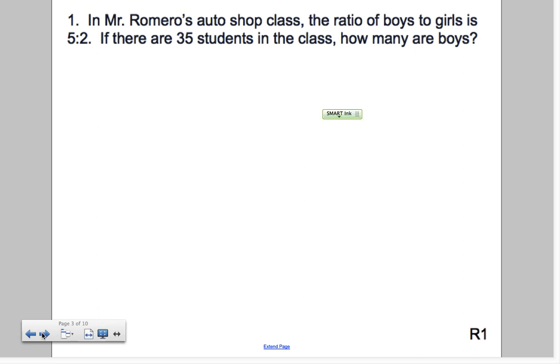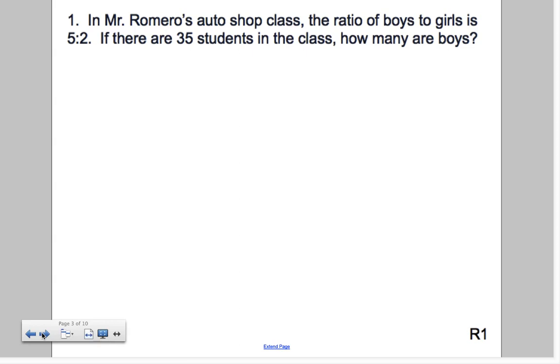But in this case, it says, in Mr. Romeo's auto shop class, the ratio of boys to girls is 5 to 2. If there are 35 students in the class, how many are boys? You might be able to solve that in your head. But what I want you to practice is actually drawing a picture of it and using bar models with that. So you might have done it. I'm just reviewing it for you, okay?